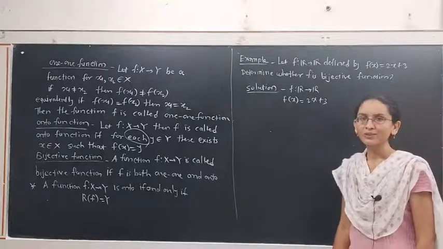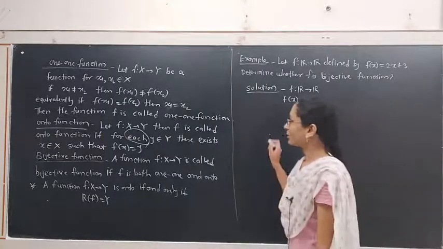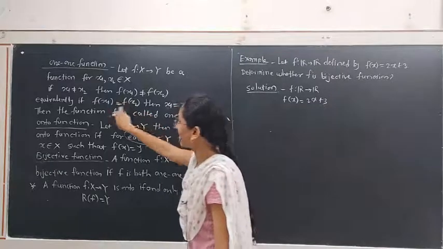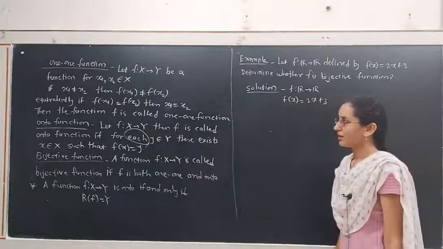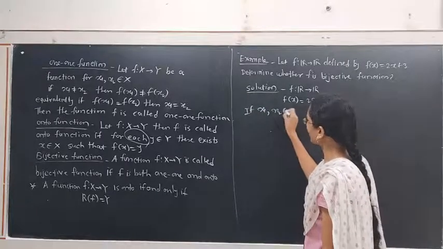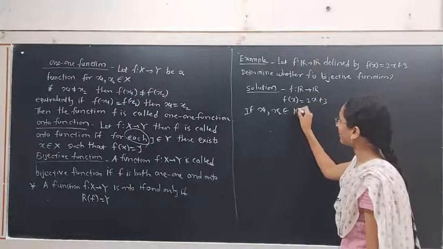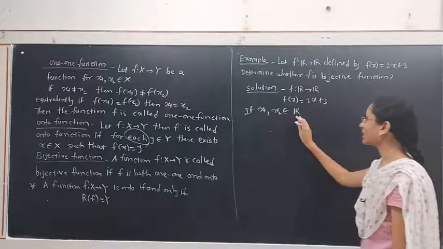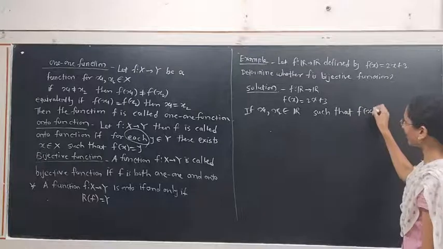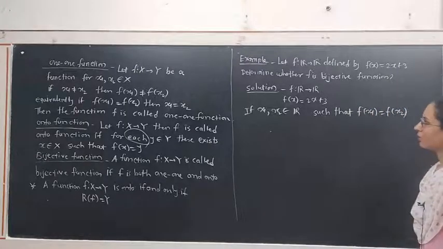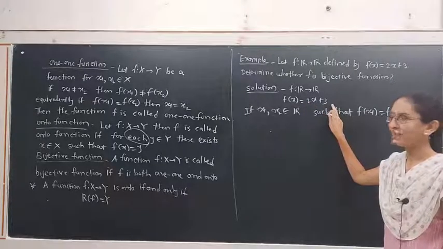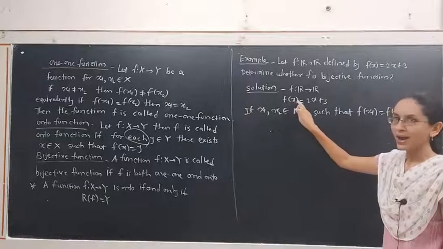f will be bijective if f is 1-1 and onto. To see whether f is 1-1 or not, we will verify this condition: if f of x1 is equal to f of x2, then x1 is equal to x2 or not. If x1, x2 belong to the domain set of f, that is the set of real numbers, if these are two real numbers such that f of x1 is equal to f of x2. What is f of x1? f of x is given by 2x plus 3. Replace x by x1 in this function.